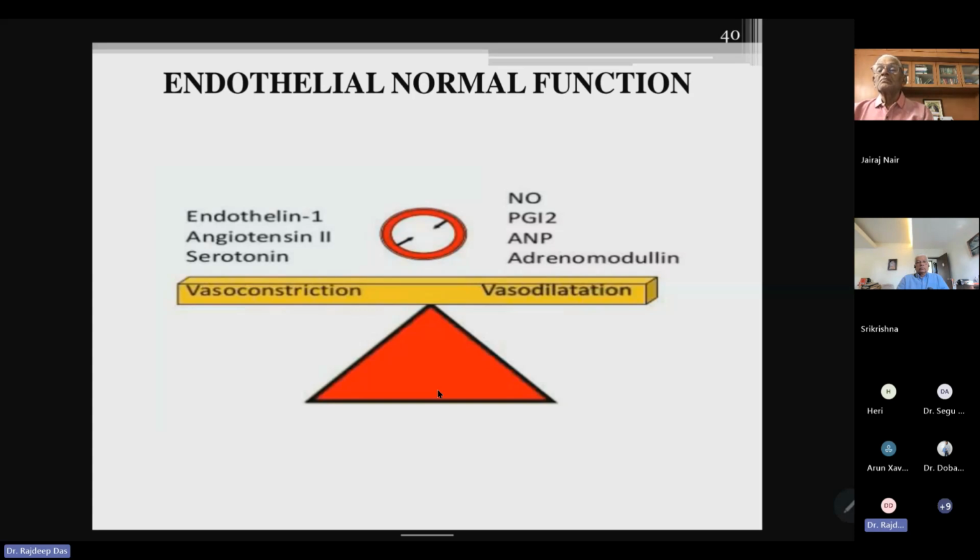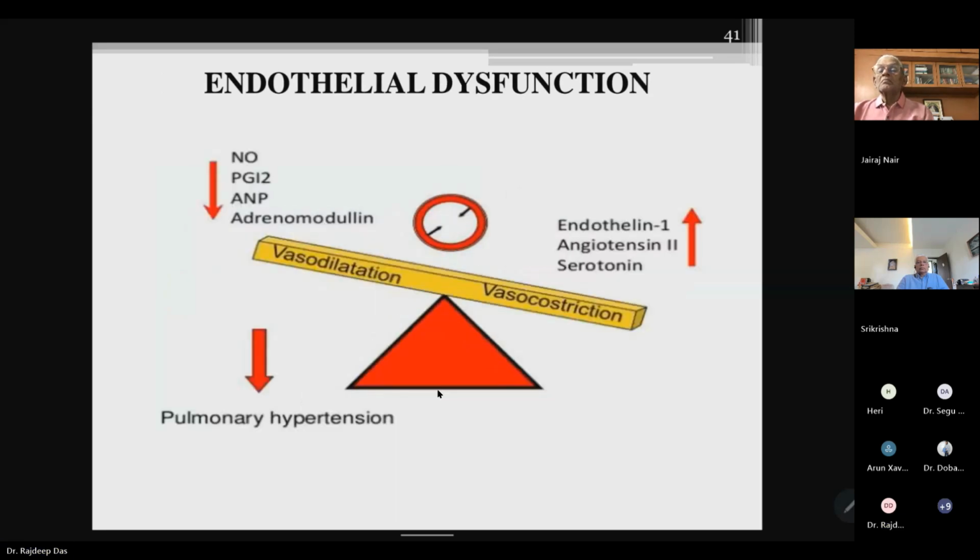The constrictors are endothelin 1, angiotensin 2, and serotonin, while nitric oxide, prostacyclin, and atrial natriuretic peptide are the vasodilators. With endothelial dysfunction, which ultimately leads to PAH, the balance between vasodilatation and vasoconstriction is deranged. There is vasoconstriction, the endothelin and angiotensin 2 expression is increased, while nitric oxide and prostacyclin are decreased.